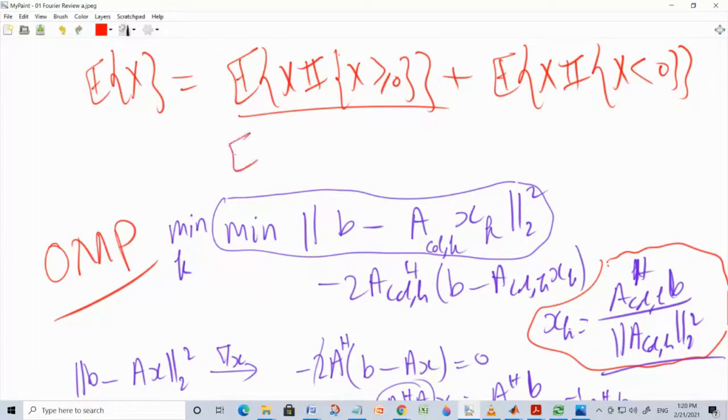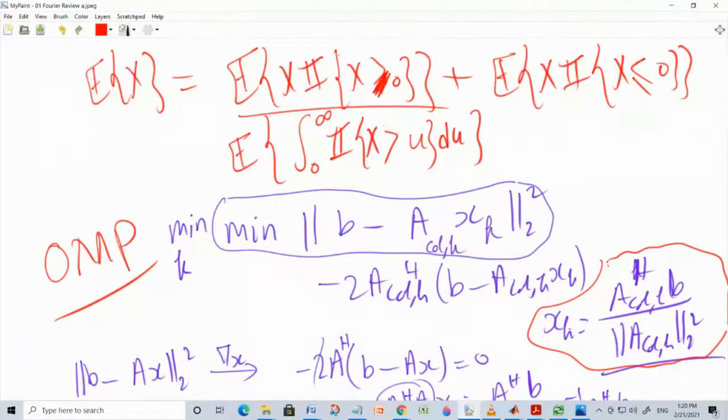So here's the trick. You can write down this thing as expectation, integral from 0 to infinity, indicator x greater than u, where you choose a dummy variable of integration u, du, something like this. Let's see. What is this integration here? You are integrating an indicator, and the dummy variable of integration u is less than x, right?